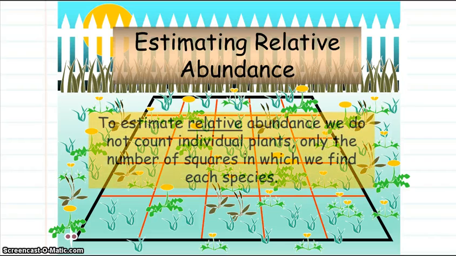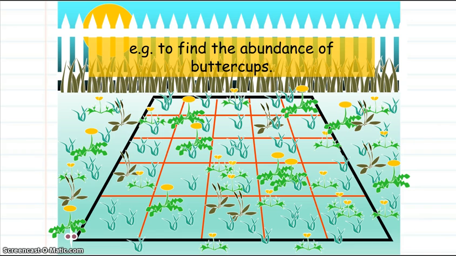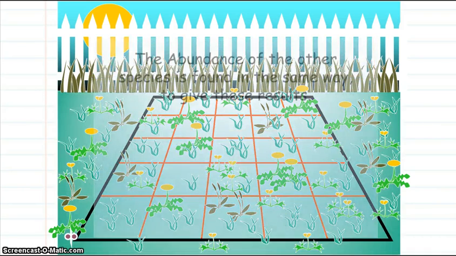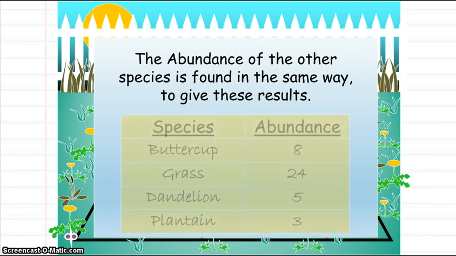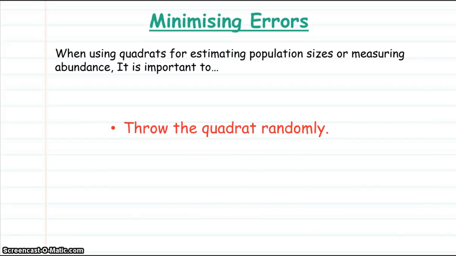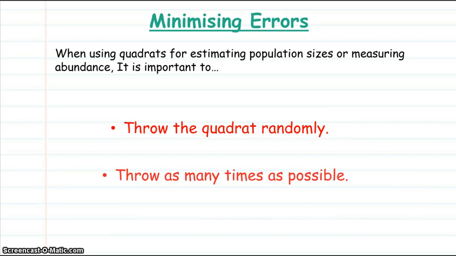To estimate the relative abundance, we don't count the individual plants, we count the number of squares in which we find each species. So for example, if we're looking at the abundance of buttercups, we count the number of smaller squares that have buttercups in, and in this case, it's an abundance for the buttercups of 8 out of 25. If we count the other species in the quadrat in the same way, we find these results. When using quadrats for estimating population sizes or measuring abundance, it's important to throw the quadrat randomly and throw it as many times as possible.